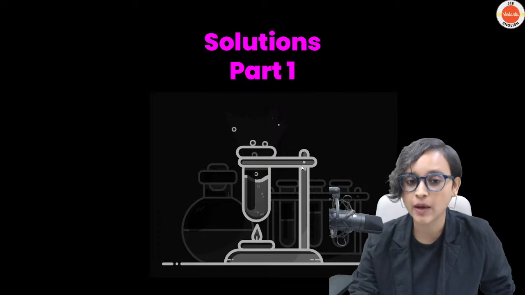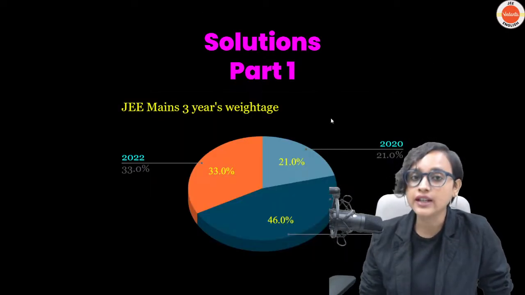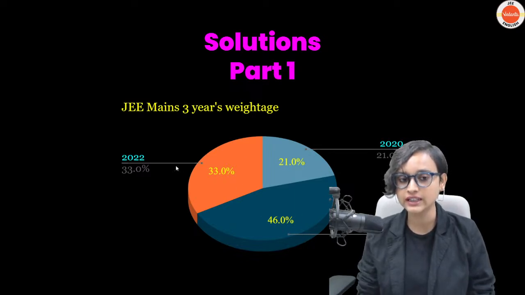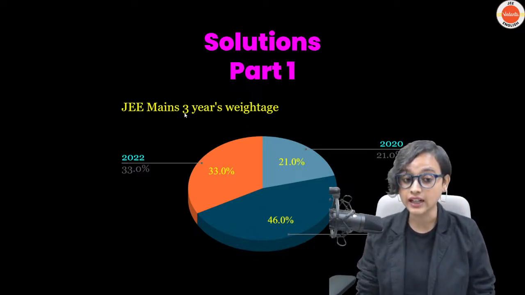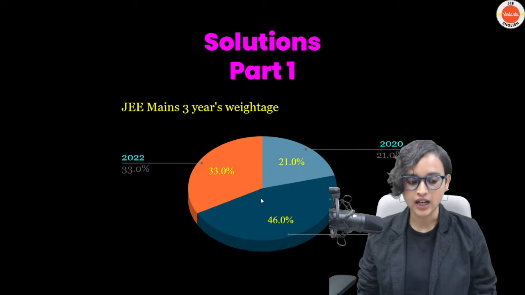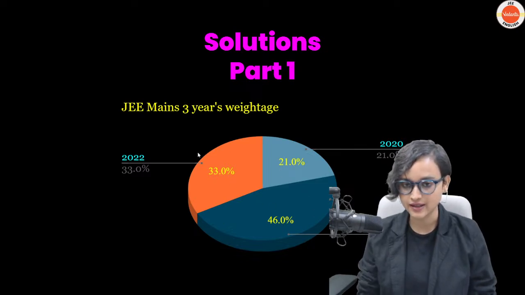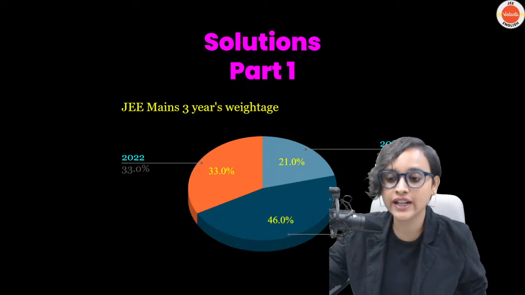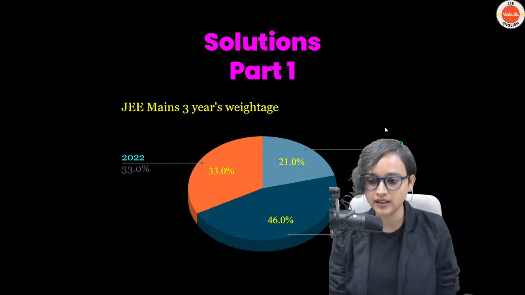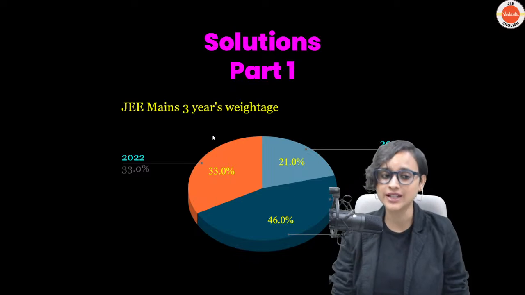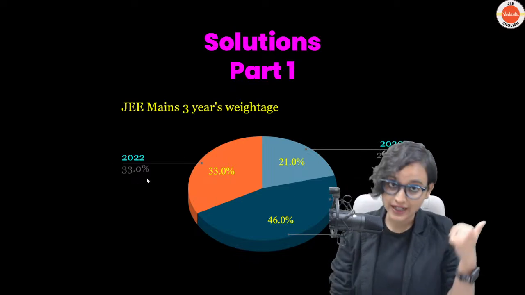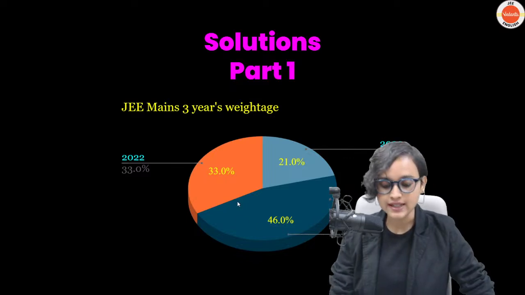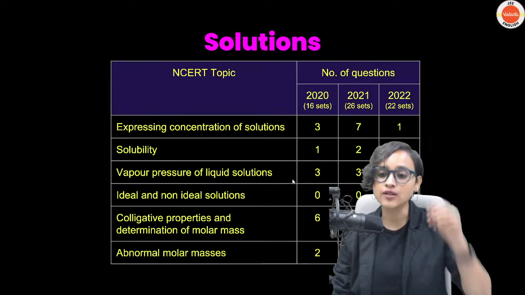Solutions, part 1. Now, why are we reading this chapter? Well, as you can see on your screen, this is the last 3 years weightage. In 2020, 21% had come from this chapter. In 2022, that is last year, 33% was from this chapter.